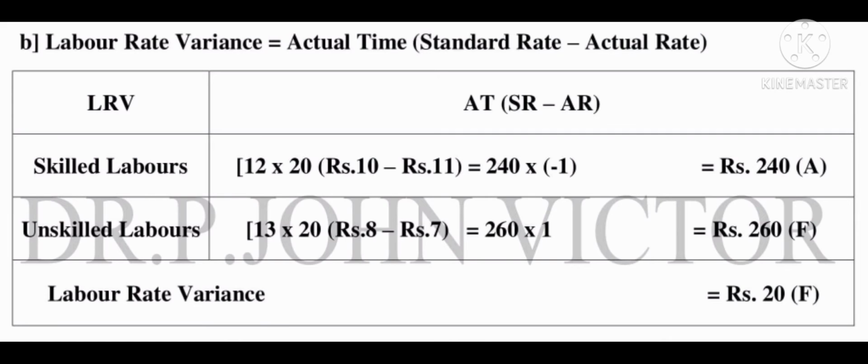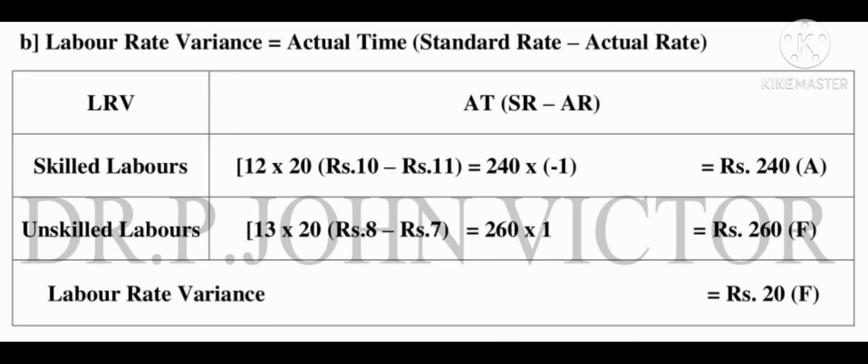Then taking the unskilled labor's value, the actual time is 13 workers into 20 hours. The standard rate is rupees 8, actual rate minus 7. Then 13 into 20, definitely it is 260. Then 8 minus 7 is 1. So in the multiplication both are plus values, so that means the final value is also going to be the favor.